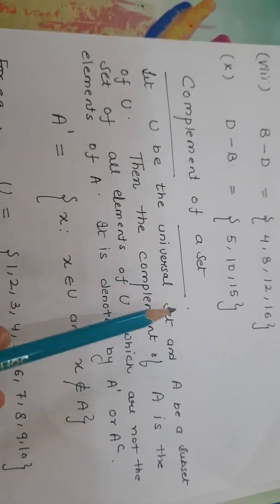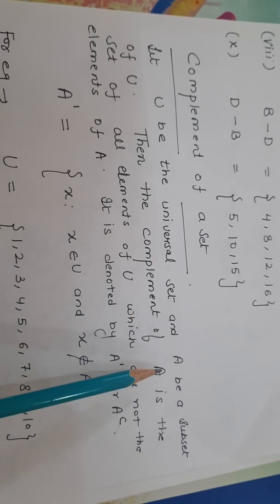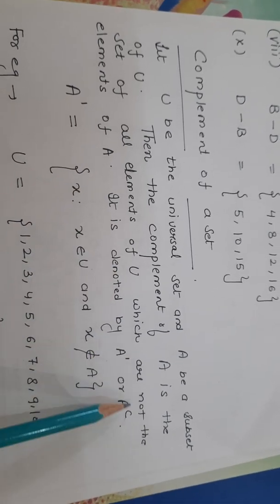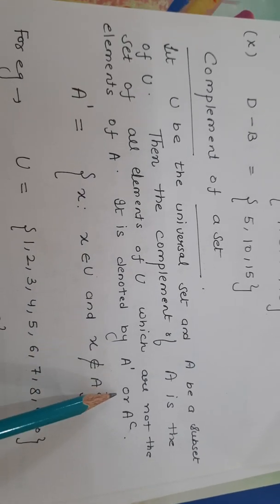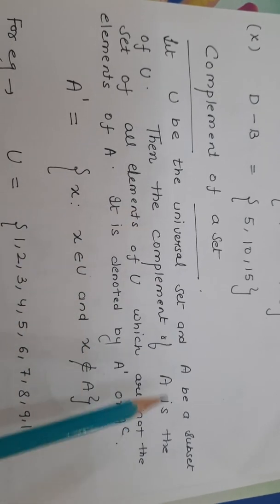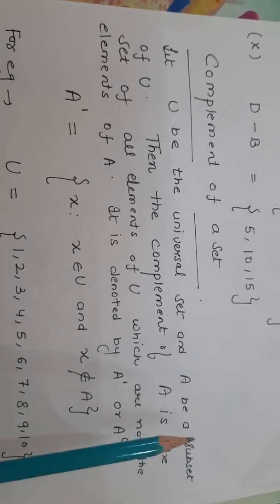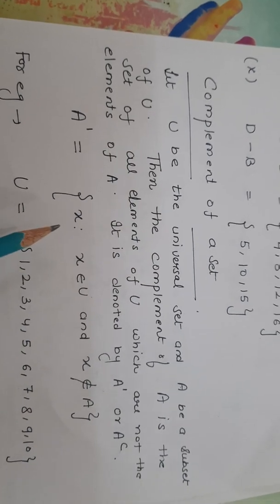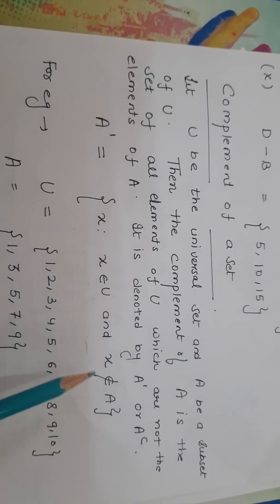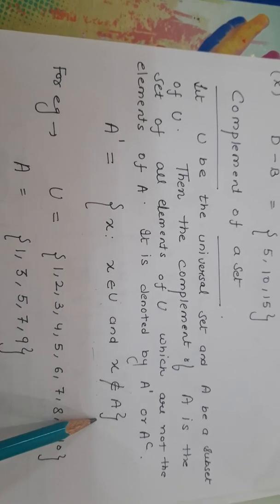Next is the complement of a set. Now let U be the universal set and A be any subset of U. Then the complement of A is the set of all elements of U which are not the elements of A. It is denoted by A dash or A with this symbol, complement, right? I am again repeating, the elements of the universal set which are not in A will be in its complement. Set of those x where x belongs to U and x does not belong to A. A complement is also written as U minus A.